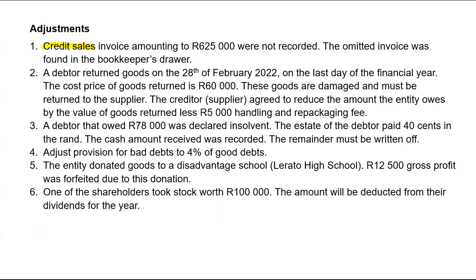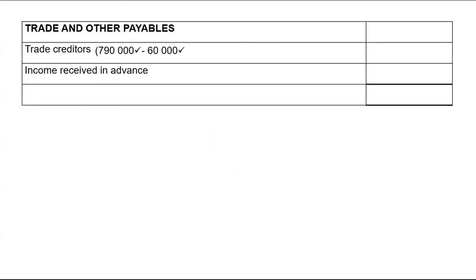Firstly, I'm going to do what they asked me to do here. I reduced my creditors' control by 60,000. That was wrong. So I'm going to add back the 5,000 because that 5,000, I still owe it to them. They charged me that 5,000 rand for repackaging and handling. So basically, when I add all of these up, it tells me that my trade creditors, which is the same as creditors control, will be 735,000.